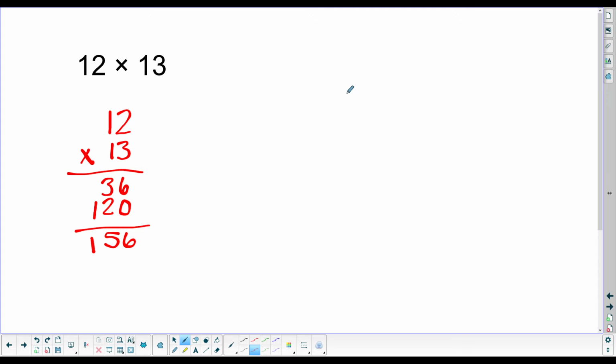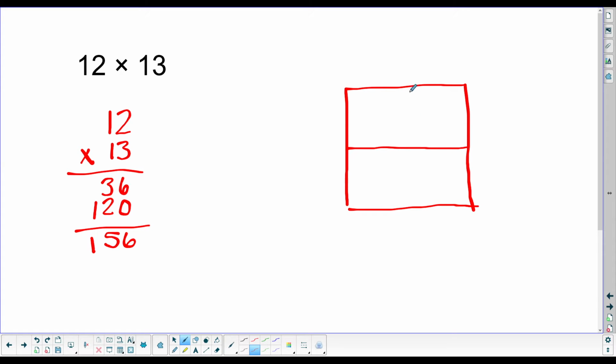Now, another way to do this, and some of you may have seen this, I don't know how standard it is, but it's certainly a way that you can do this. This is called an area model. What I'm going to do is rewrite 12 as 10 plus 2. So I'm going to break out the tens and the ones. And likewise, I'm going to write 13 here as 10 plus 3.